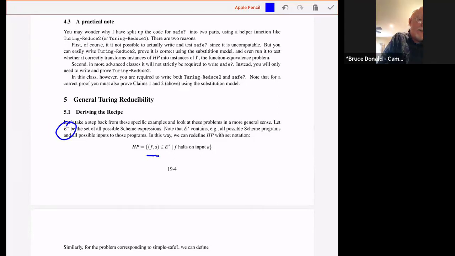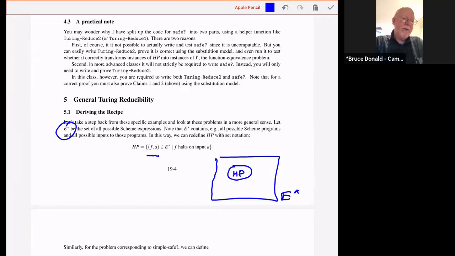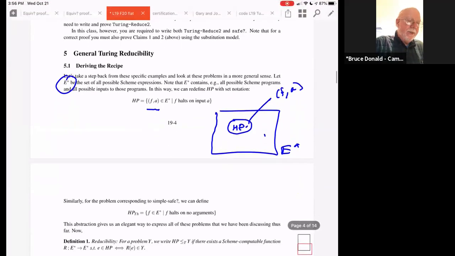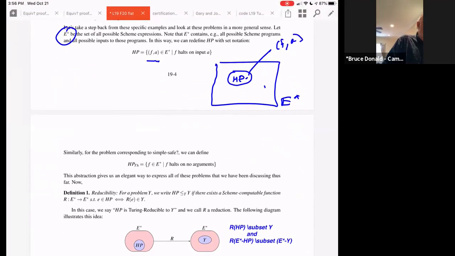And you could think of this as follows: if this is the set of all scheme expressions, which I'll call E star, some subset of them here are instances of the halting problem. In other words, a point here looks like F, A, where F applied to A actually halts. Out here, you may have perfectly good functions and arguments where things don't halt. So that's what the halting problem is. Now, in order to make this work, we also need another problem we're interested in, say the halting problem on thunks, which is also a subset of E star, the set of all scheme expressions. So HP sub thunk is the set of all functions such that F halts with no arguments.